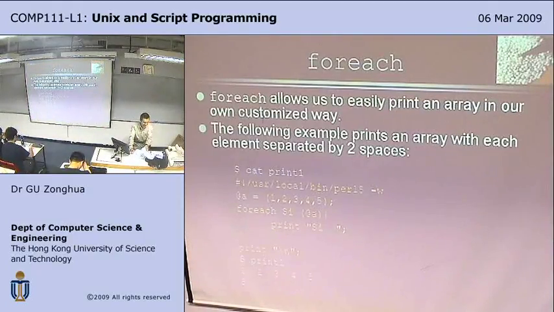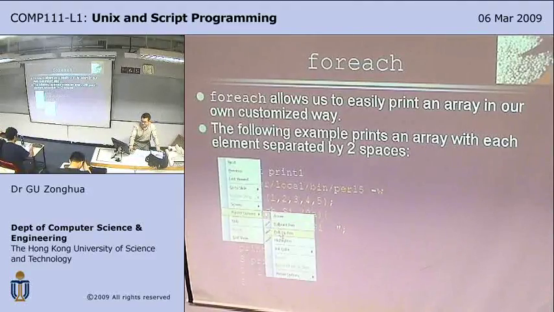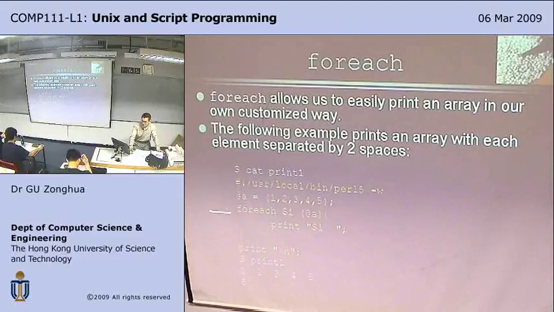So foreach only asks us to print an array in a customized way. So here is, foreach $i in the array @a, print $i space, finally print a new line. So it prints out 1, 2, 3, 4, 5.